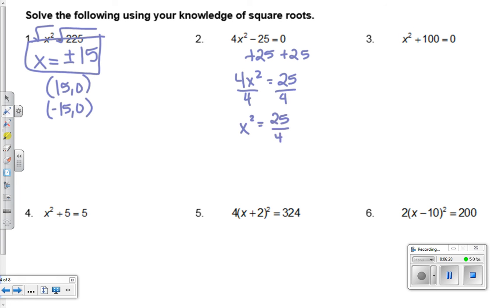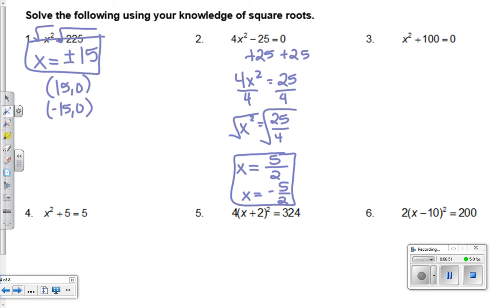Well, you may think, I can't take the square root of that, but we sure can. Okay, the square root of the top is 5. The square root of the bottom is 2. So we know that our answers are both positive and negative 5/2. Again, there's lots of ways to write this. You'll see that I'm going to switch it up every time. You can write plus minus with the number. You can write them as points with the 0. Or you can just write them as x equals.